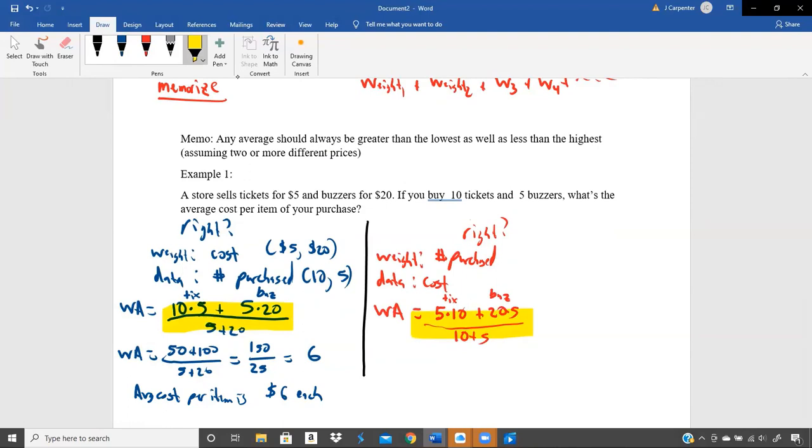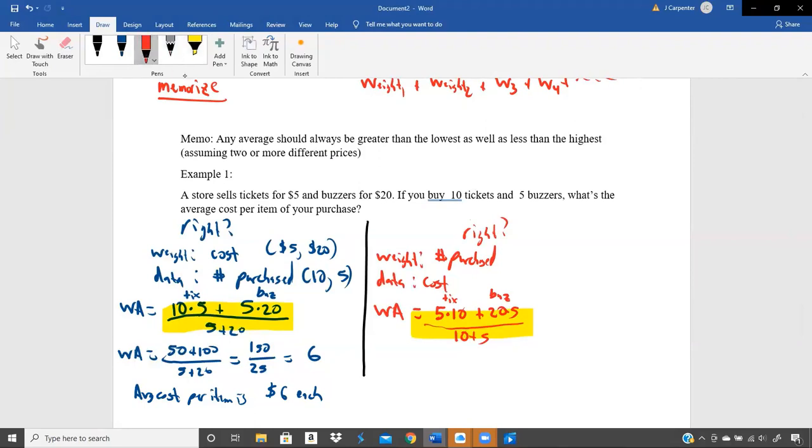So that's what's interesting. No matter which thing you call the data and which thing you call the weight, the tops will always come out identical. However, and this is the most important aspect, the bottoms will always come out different because the bottoms only have what you call the weights. So in the red version, we've got 10 and 5, which were the number of tickets or buzzers purchased. But in the blue version, we have the 5 and the 20, which were the prices of the tickets and the buzzers. And again, we haven't said which one's right or wrong yet. That's not what we've addressed so far. I'm just getting you used to seeing what you have and how to deal with it.